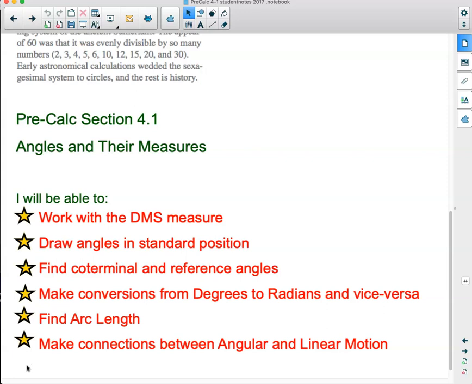We talked about the formulas for those. Find arc length, going to continue with a little bit of that today. And we're going to make connections between angular and linear motion. My goal is, hopefully, we'll be able to finish up all the notes today. Then tomorrow, you'll just be able to work on all of the homework that we have from section 4.1.